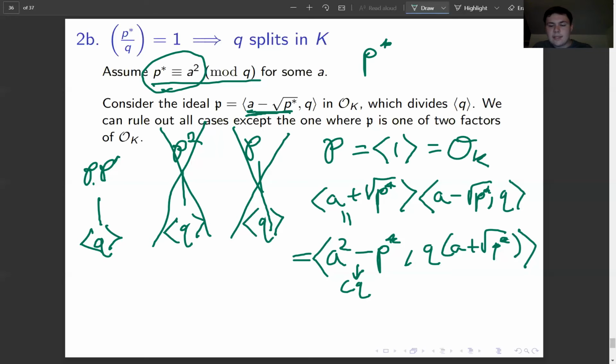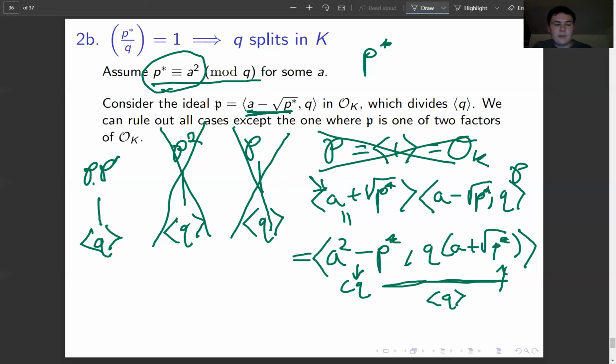So that implies that this ideal here is some multiple of the ideal generated by Q. But that would imply that this original ideal is a multiple of the ideal generated by Q. But because A plus root P star isn't a multiple of Q, this is impossible. Therefore, this ideal down here has to be different than the first ideal, which means that our ideal P is not equal to the trivial ideal. Therefore, we can eliminate that case, and we're left concluding that Q splits.